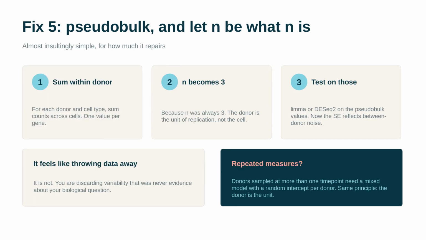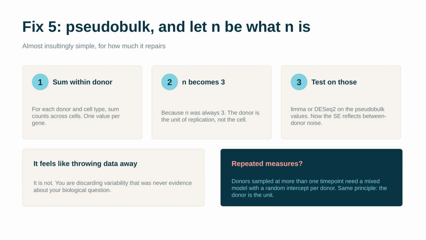The fix is pseudobulk, and it is almost insultingly simple for how much it repairs. For each donor, for each cell type, sum the counts across that donor's cells. 1 donor, 1 number, per gene. You have collapsed 10,000 cells down to a single value, and it feels like you are throwing away almost all your data. You are not. You are throwing away the variability that was never evidence about your question in the first place.